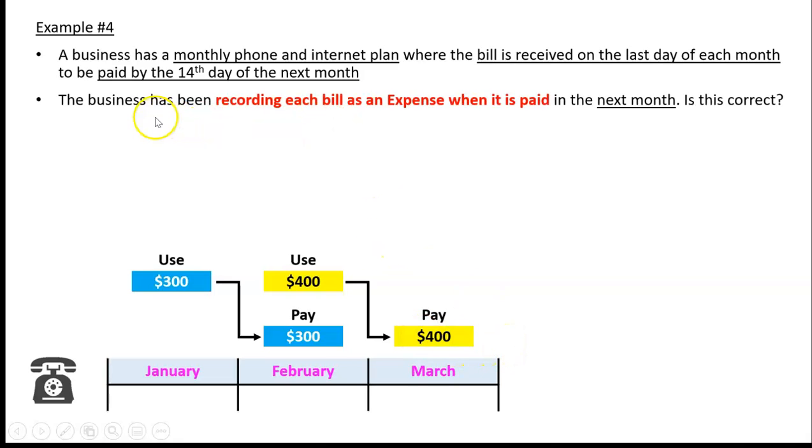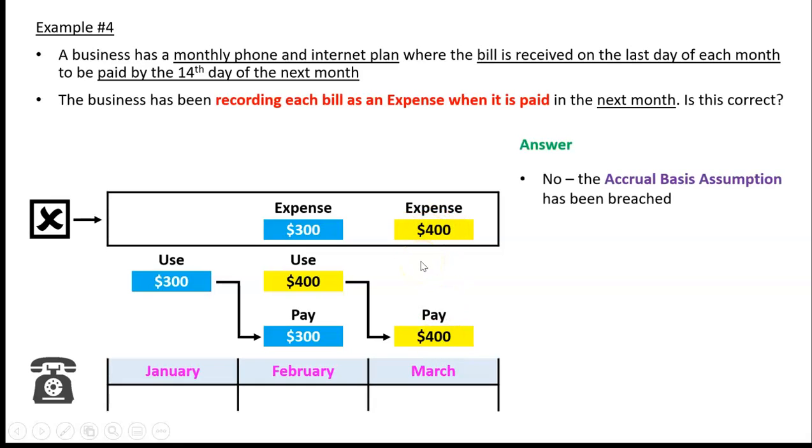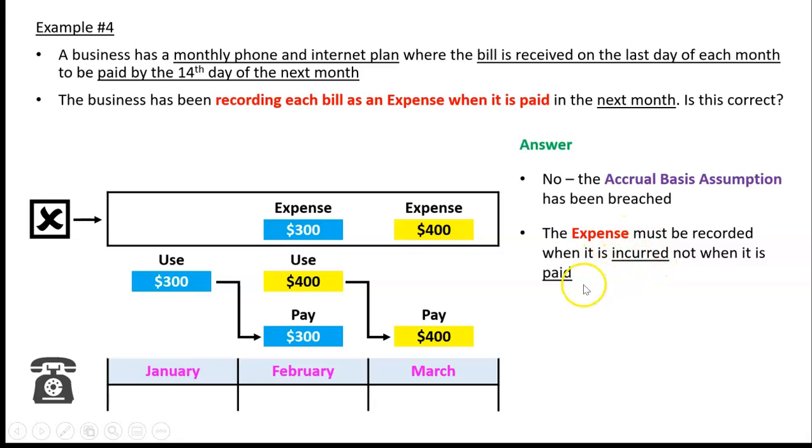So I guess the question now is, how do we record all this? Well, this business has been recording each bill as an expense when it is paid. What are we talking about here? I'm saying this. We used the calls for January here, but didn't pay it until February, so we didn't recognize the expense here until we paid it. And then we used $400 of calls in February, but didn't pay it until March. So as soon as we paid it, we recorded it as an expense. Is this correct? It is not. Why? Because the accrual basis assumption has been breached. And that's because an expense must be recorded when it is incurred, not when it is paid.